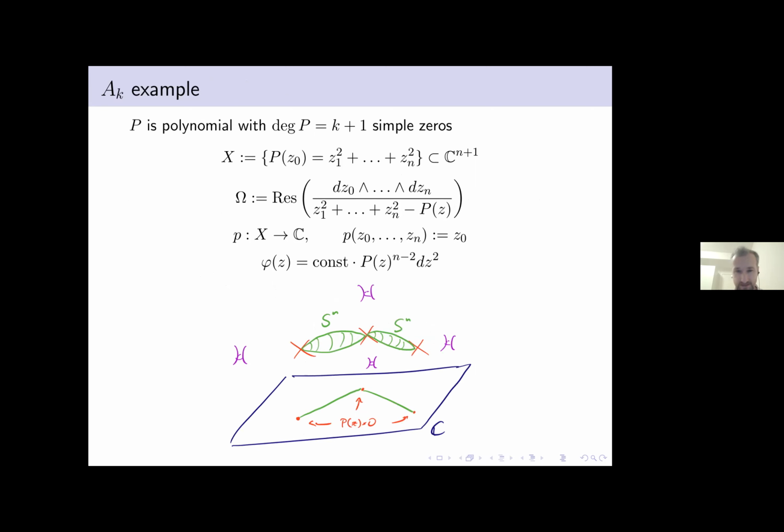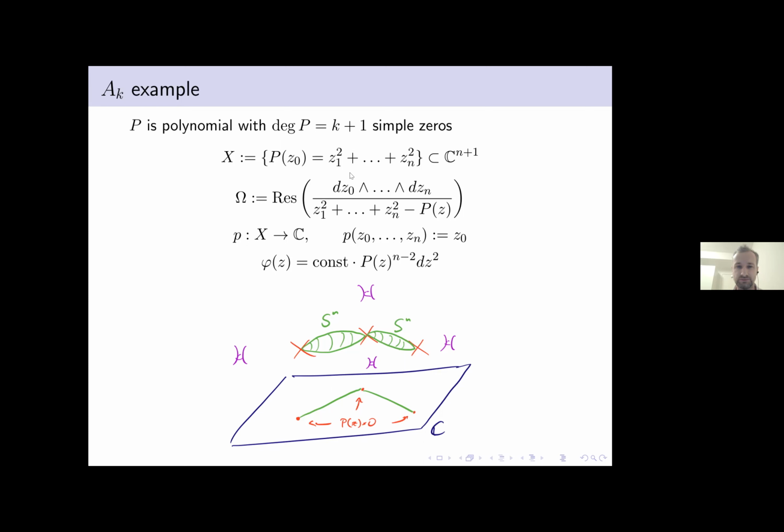Okay, so just an example of this, which generalizes this a bit, still with a polynomial. So here X is this hypersurface, and C in affine n+1 space. One way to write down the holomorphic volume form on this is to take the Poincare residue. You start with the standard holomorphic volume form on C^(n+1), but then you divide so that it has a simple pole along this hypersurface. You can take the Poincare residue, and that will be an n-form on this hypersurface. And P is just the projection to the first coordinate.